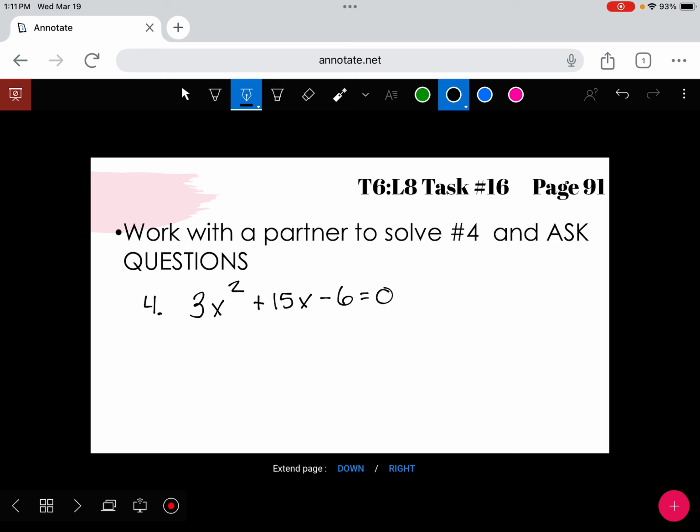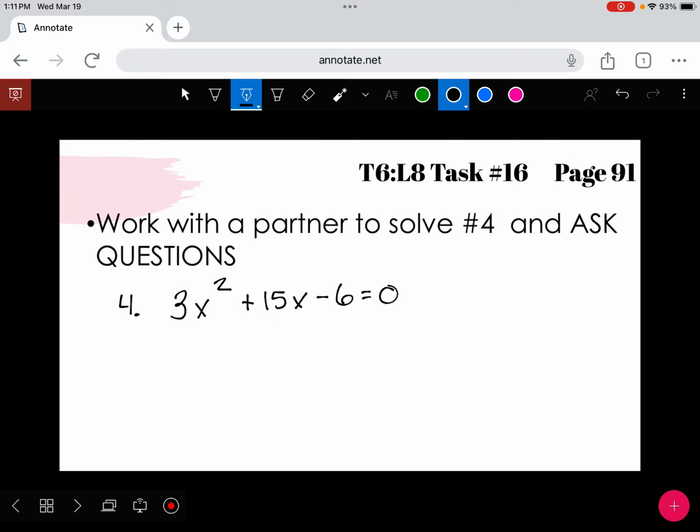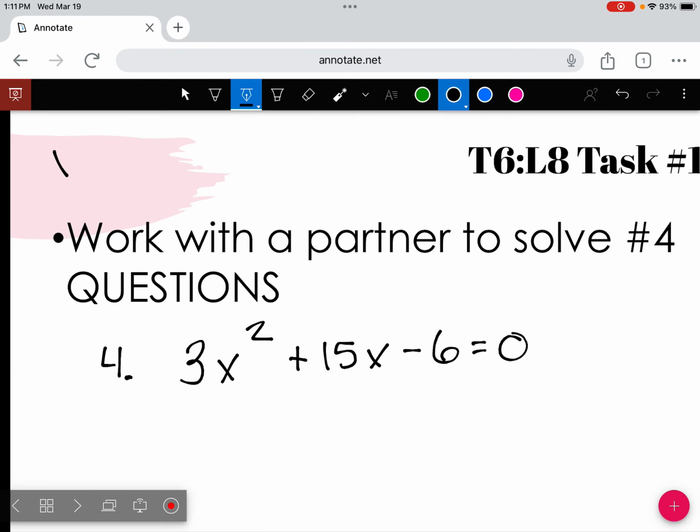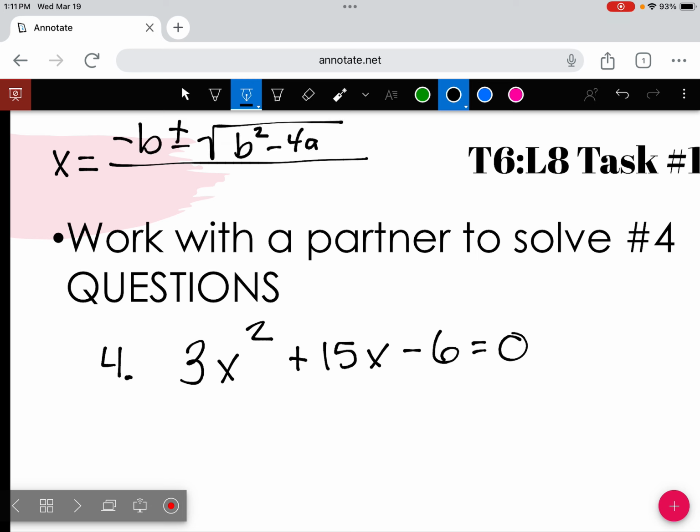So can we always do the quadratic formula, even if it's this? Yep. Yeah, you can always use your quadratic formula. I'll put it up here if you want it. X equals negative b plus or minus square root b squared minus 4ac divided by 2a. So if you want it, there's our quadratic formula. I've got it up here.